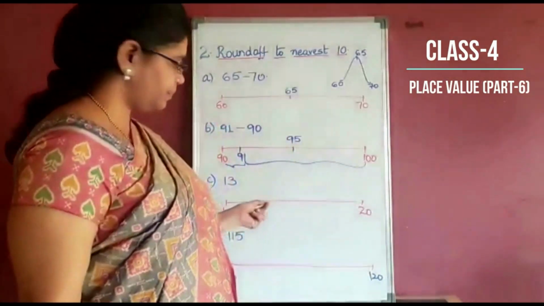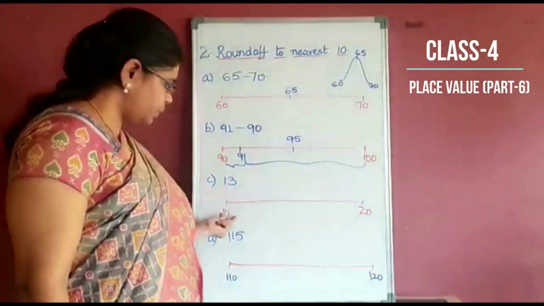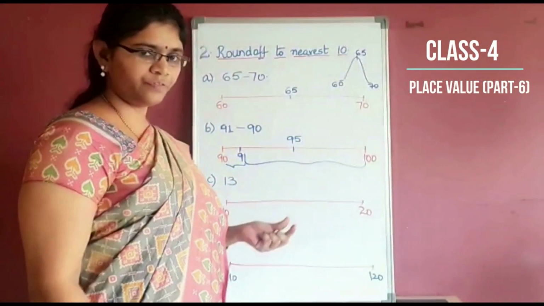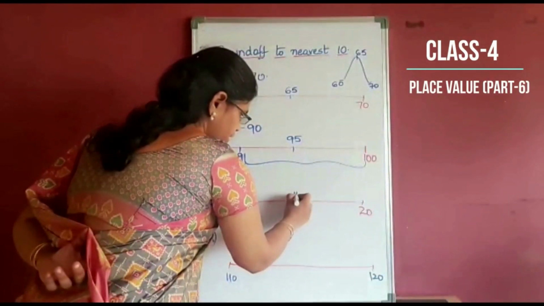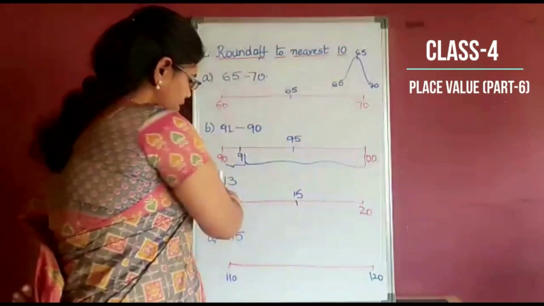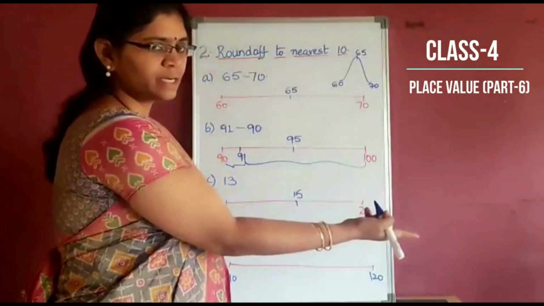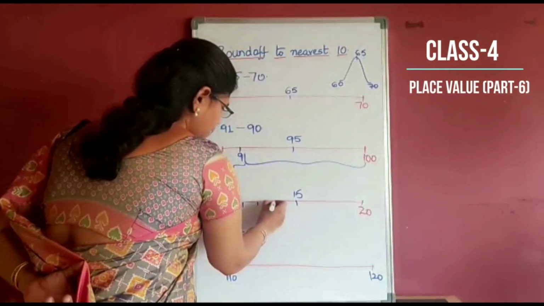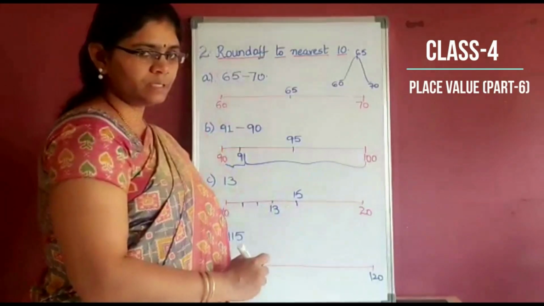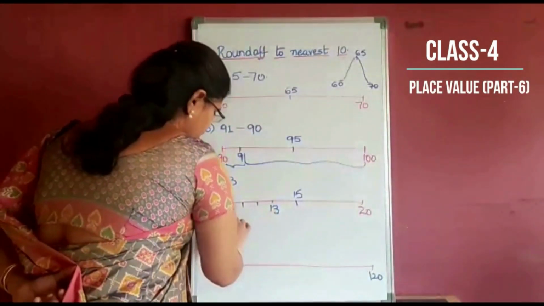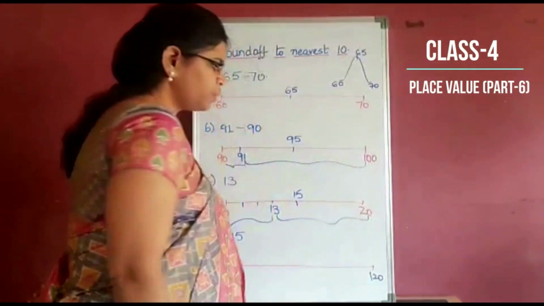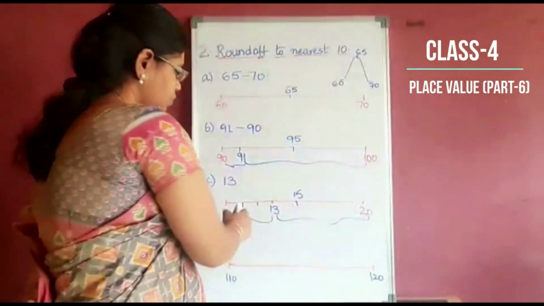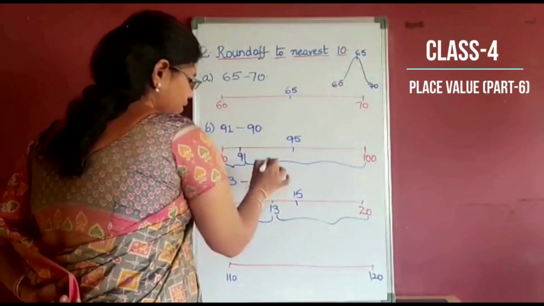Now see the next one, children. Here 13 lies between 10 and 20. What is the middle number for 10 and 20? 15. So here you have 15 in the middle. Now where is your 13? To the left side of 15 or to the right side of 15? To the left side of 15. Here you have 11, 12 and 13, isn't it? So is 13 nearing 10 or is it nearing 20? 13 is nearest to 10. So 13 is rounded off to 10.